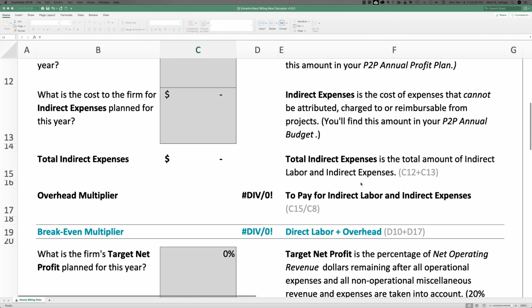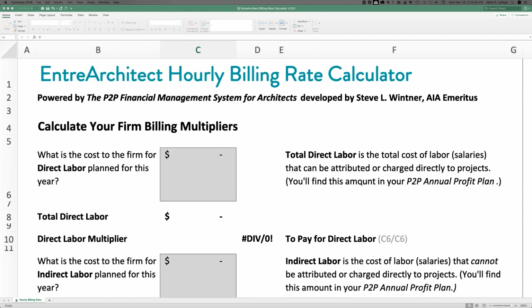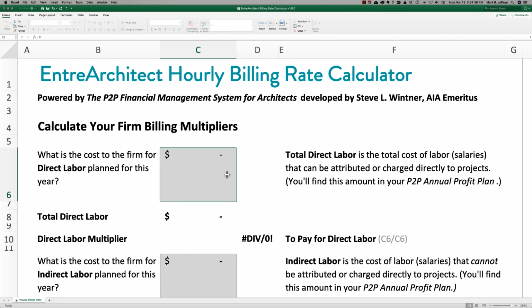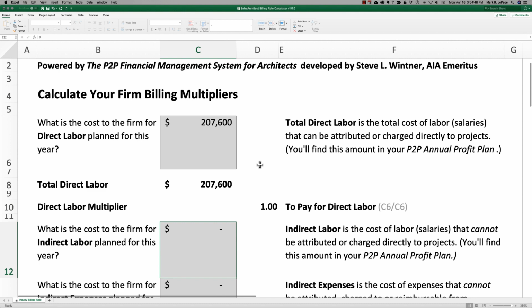The first question is, what is the cost to the firm for direct labor planned for this year? Over to the right there's a definition of total direct labor. Total direct labor is the total cost of labor in salaries that can be attributed or charged directly to projects. So when you see the term direct, that means those are project-related labor hours. Direct labor in this case, the cost of chargeable hours, is $207,600. That's the cost of salaries that went toward direct project labor costs.